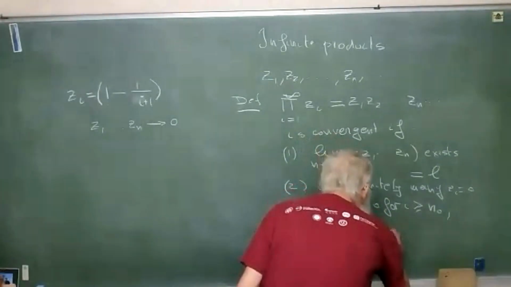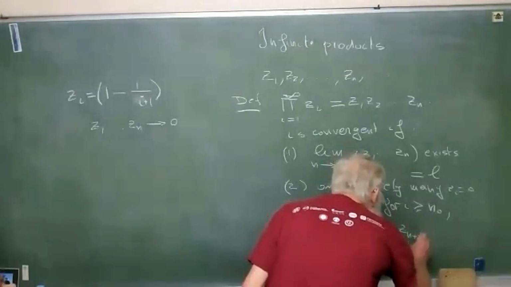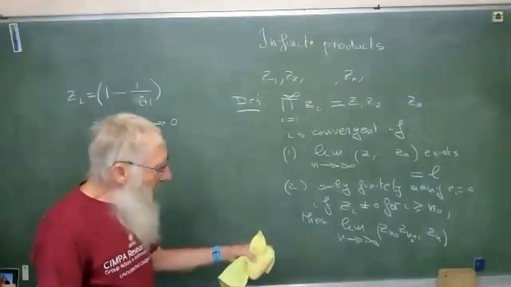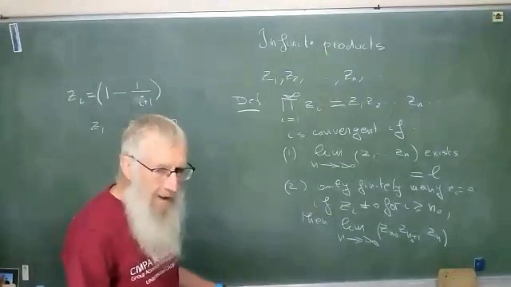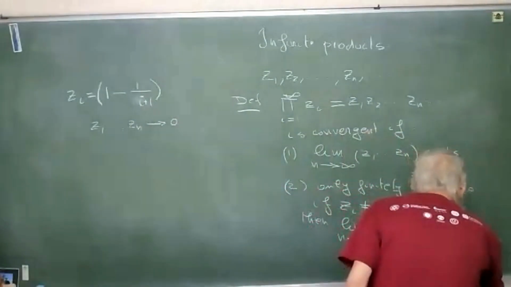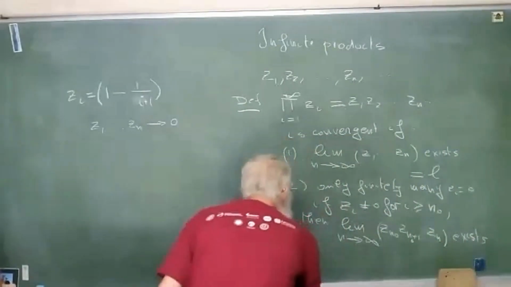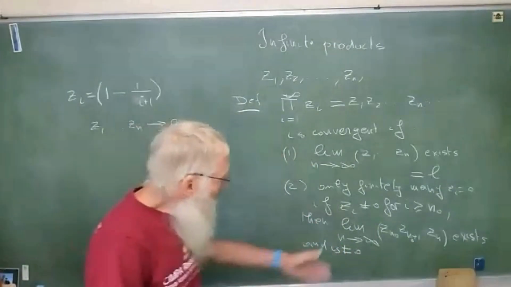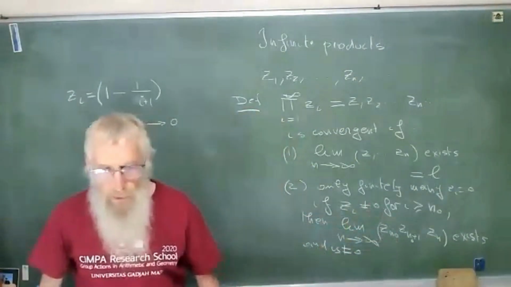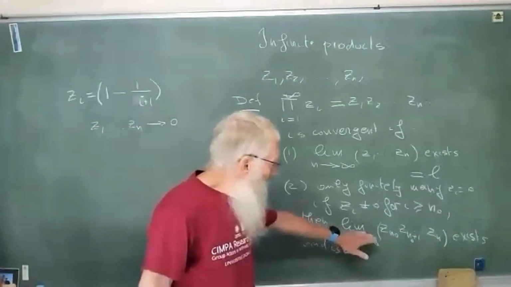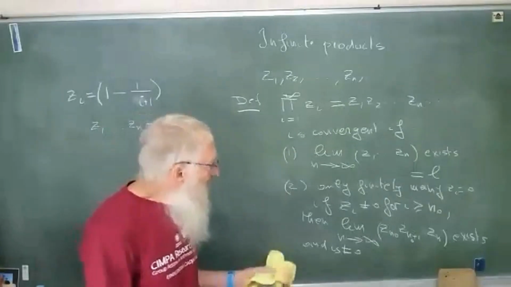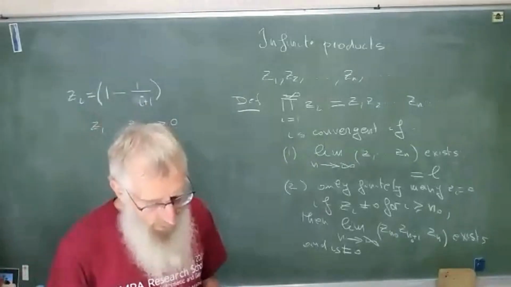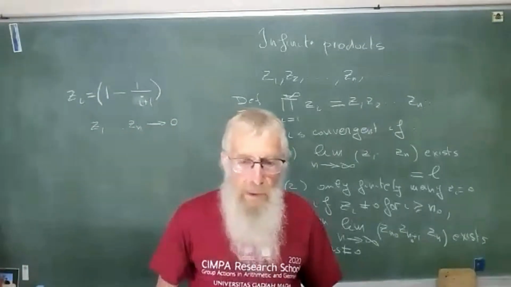of Zn0, Zn0 plus 1, up to Zn, we request that this limit exists and is not 0. So this is the limit of numbers which are not 0, and we want the limit to be not 0. This is the definition of a convergent infinite product. And I will come back to the example that I started with, the Riemann zeta function.